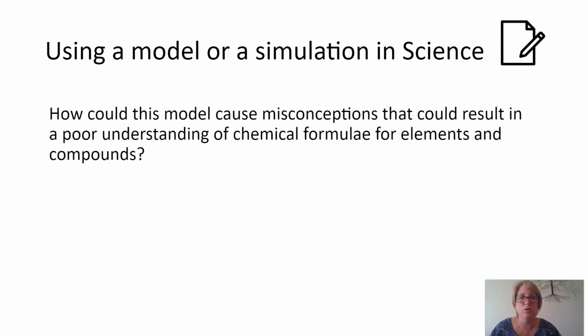How could this model cause misconceptions that could result in a poor understanding of chemical formulae for elements and compounds? Well, number one, if you don't use the different colors to represent different elements, it could lead to a misunderstanding. The other thing that it might not show is the relative size of the atoms. So we need to remember that the lower down on the periodic table, the smaller the atom. And the higher the atomic number, the larger the atom.